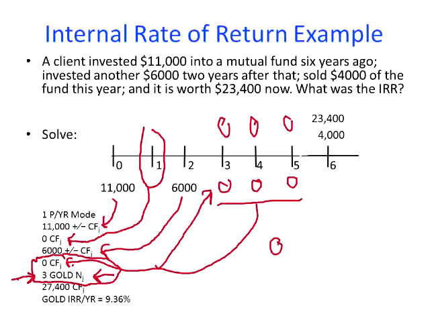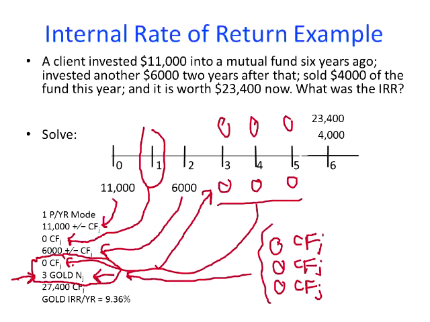Did you have to do it that method? No. You could have gone 0 CFJ, 0 CFJ, 0 CFJ if you wanted to. Or you could do it this way.